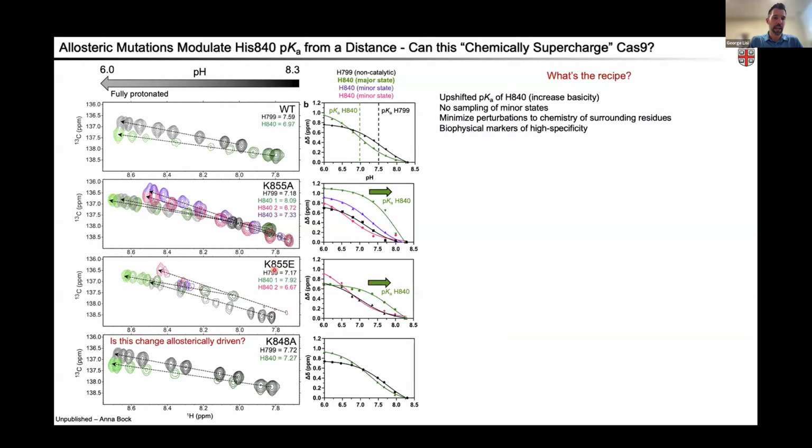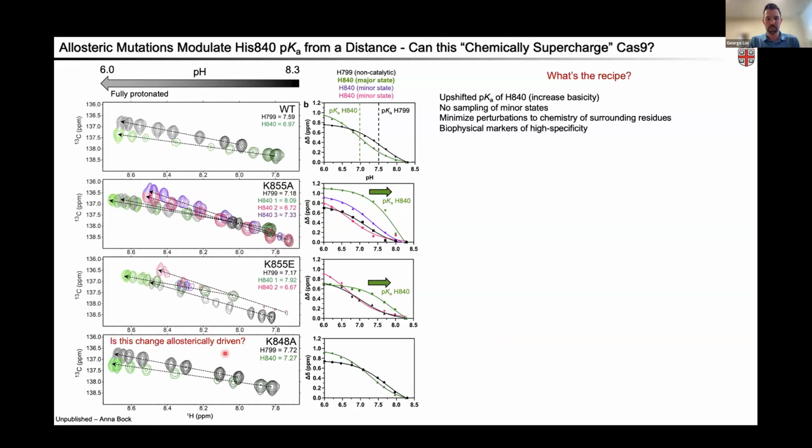If we make that alanine now a glutamate, we can sort of minimize the existence of the minor state. We still upshift the histidine pKa, but let's just say we're working on this, right? So we're introducing lots of different allosteric perturbations in the pathway that we've identified all those years ago to see if we can do something to modulate the chemistry of the histidine from an allosteric perspective, okay?